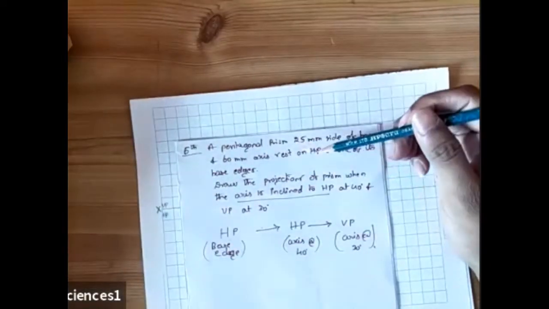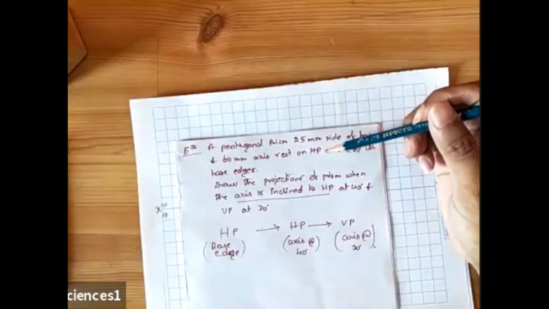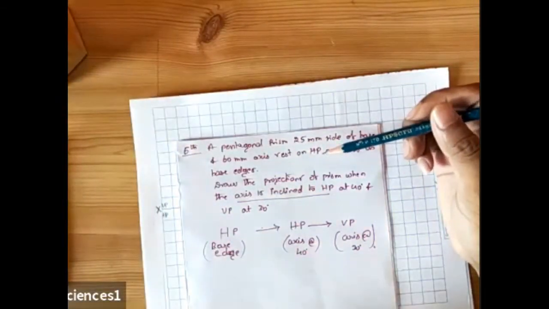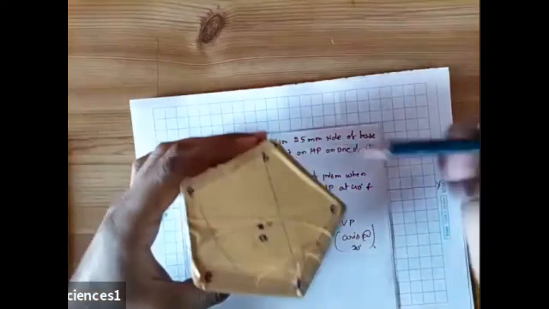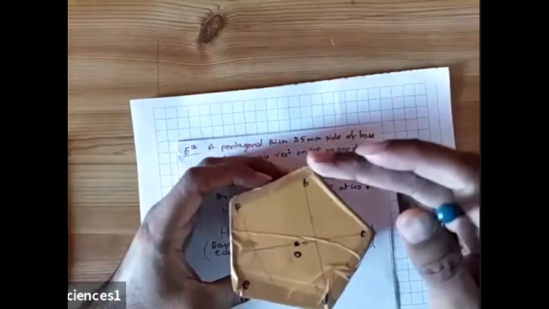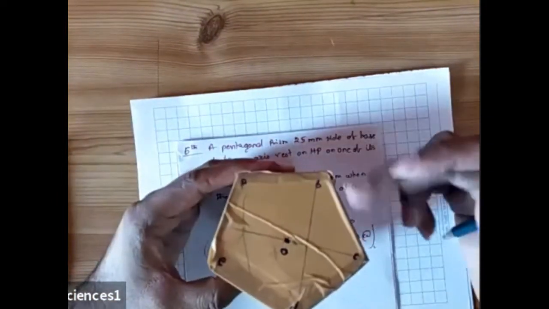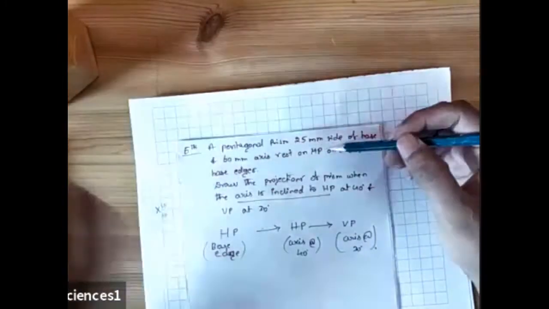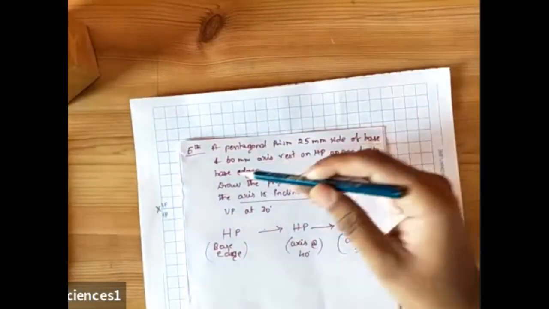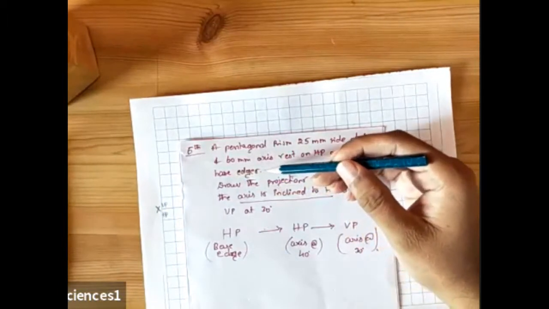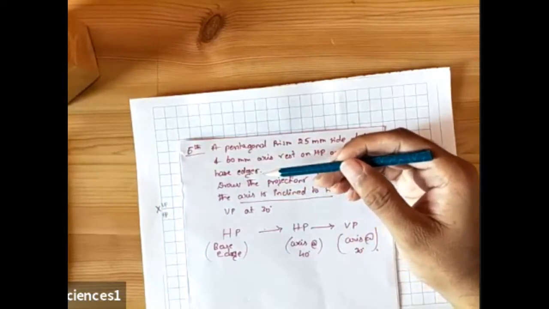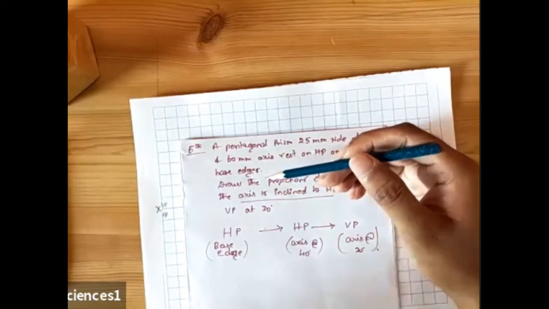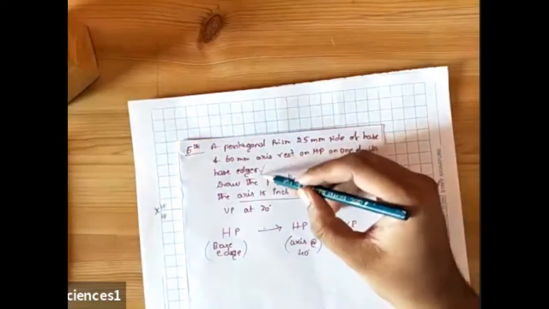It is resting on HP. So it has to rest on HP in either of two conditions. Either it will be resting with respect to a corner, or it will be resting on HP with this entire edge. It is resting on HP with one of its base edges. That is your first condition.